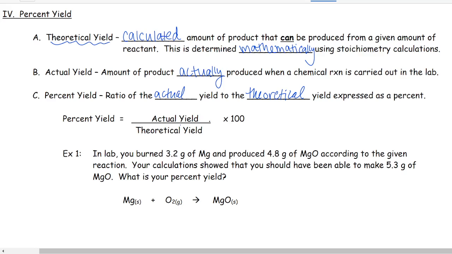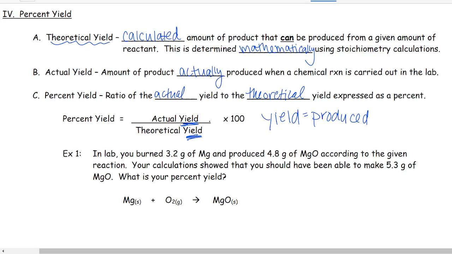So example 1 starts us off nice and easy. What I want to point out is that the actual yield and the theoretical yield are both talking about products. This is always going to be something that is produced. So yield means produced. When you are dealing with percent yield, you are never going to be calculating a number regarding the reactant. Your reactant will be your starting information, and that's how you find your theoretical yield. But both of these are talking about products only.